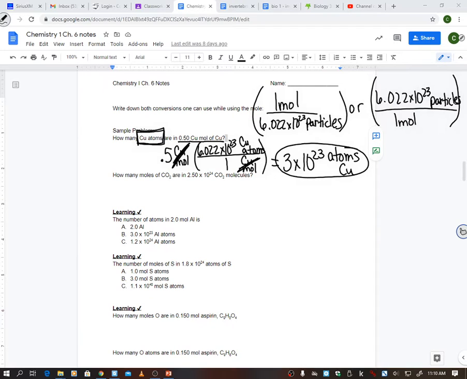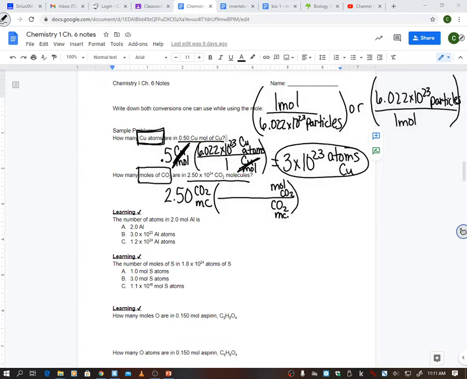Okay, now let's do the next one. How many moles of CO2? That's what I'm looking for. I'm going to underline what they give me: 2.5 times 10 to the 24th carbon dioxide molecules. So I'm going to write down what they give me. Molecules, a lot of times I'll just put MC so I don't have to write the whole thing out. That's what that means. Now what they give me has to go on bottom, and what I'm looking for goes on top, moles of CO2.